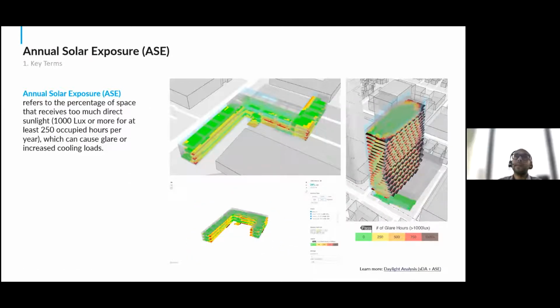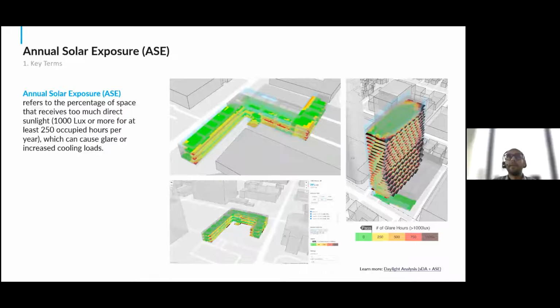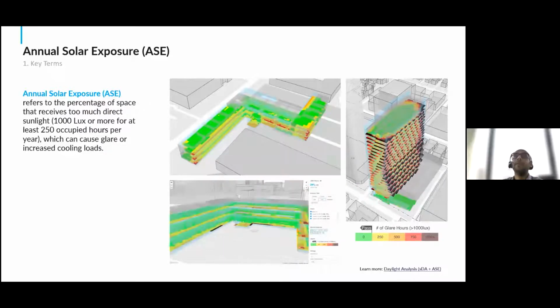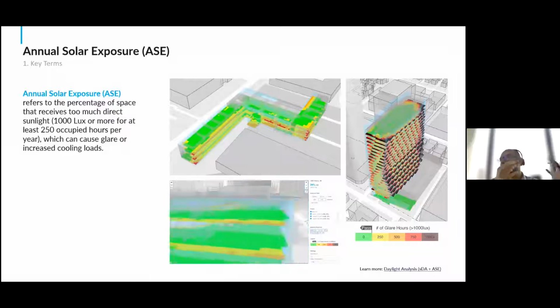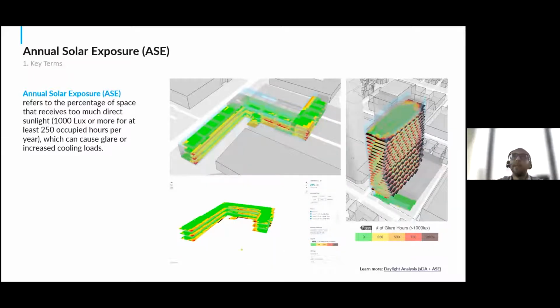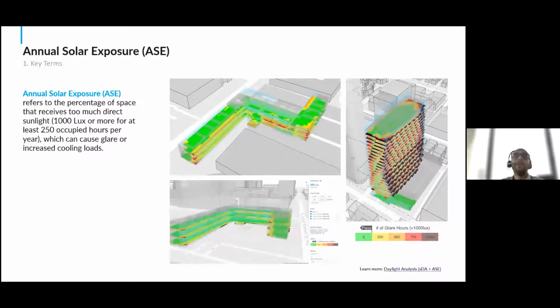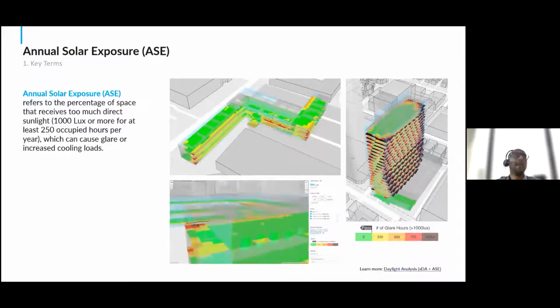What this basically says is how much percentage of floor space is getting above 1,000 lux of daylighting for more than 250 occupied hours. And so that's a scientific definition. But in simpler terms, this metric directly tells us what the glare situation is inside the floor plate. So if you're getting a number, let's say about 10% or less, you will be able to achieve the LEED points that LEED v4.0 is asking for.